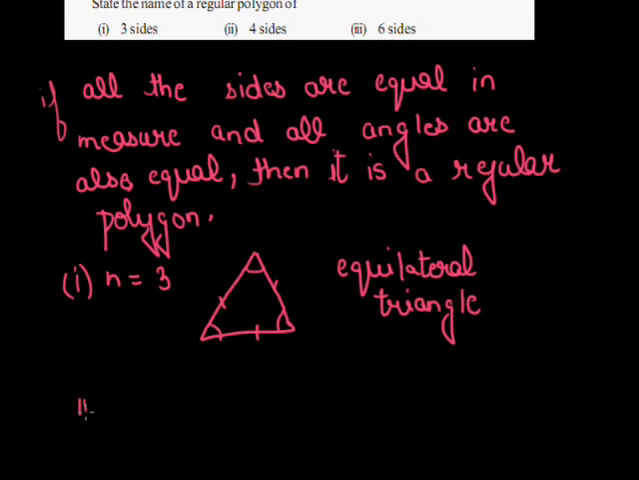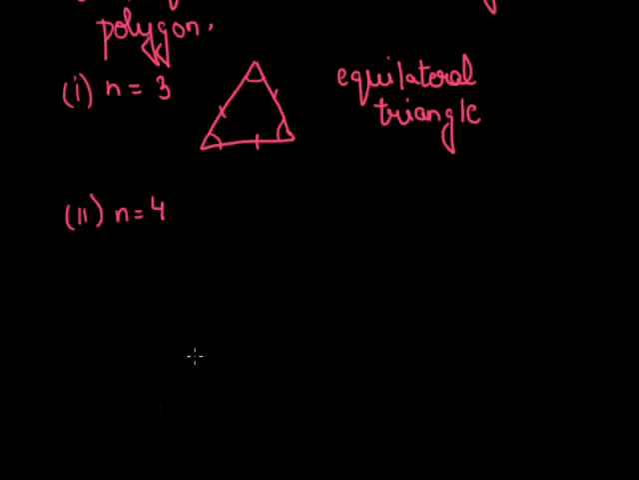Okay, second part, n is equal to 4, that is, the number of sides is equal to 4. Now if n is equal to 4, we all know that a square has 4 sides, and also in the square all the sides are equal in length and all the angles are also equal, that is, 90 degrees. So the example is a square.